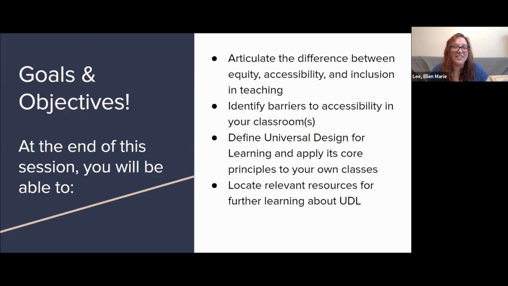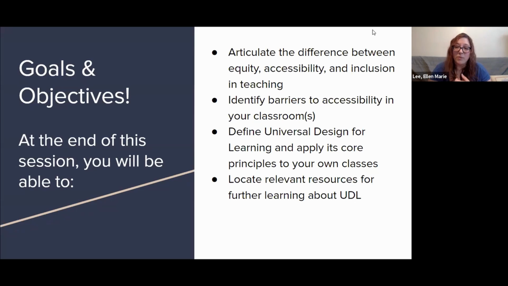So goals and objectives for today. Like Amy said, we're going to be talking about equity, accessibility, and inclusion. I'm going to start off by talking a little bit about those words and what they mean. I'm not entirely sure that we'll be able to articulate the difference between them, but we're going to attempt to try. The main thing we're going to try to do today is identify barriers to accessibility in your classroom, and think about ways to solve that problem. The main thing that Amy is going to introduce to help us bridge that gap is thinking about universal design for learning. So we're going to define that, think about ways to apply its core principles to our classes, and provide some relevant resources for further learning about UDL.